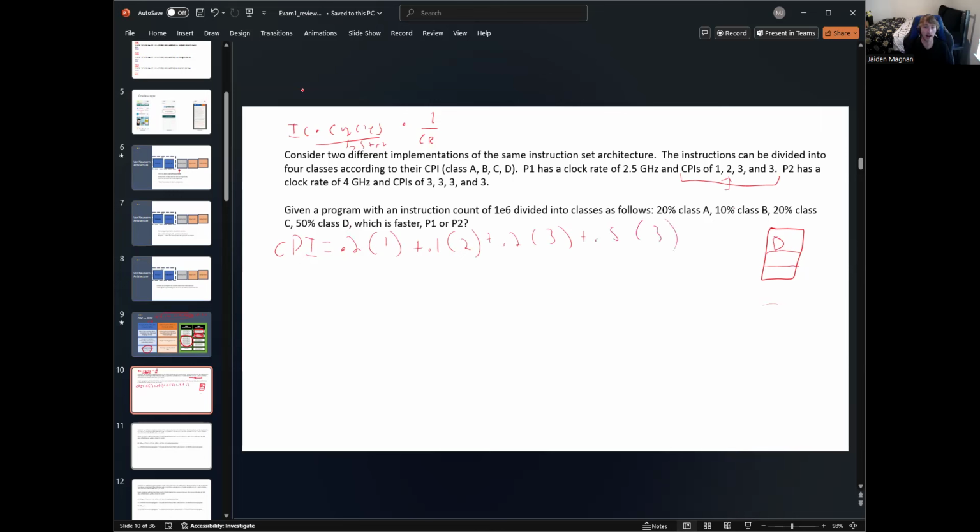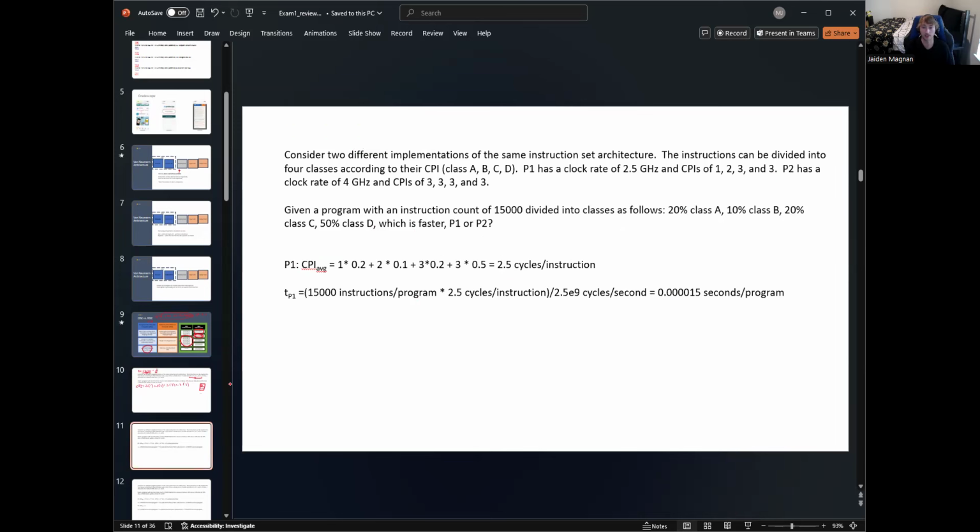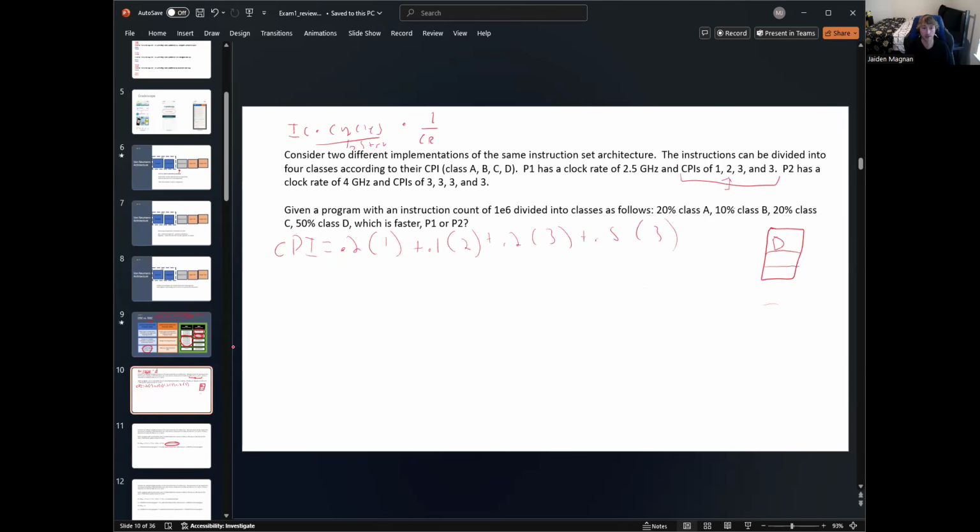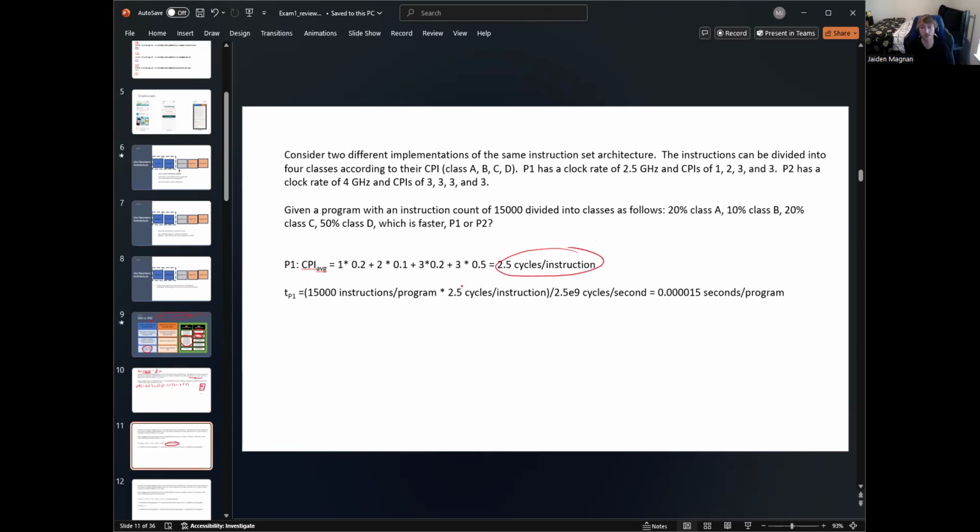And that will give you your average CPI, which is your cycles per instruction. And that is given here. It ended up being 2.5. So when you're writing out this formula that I wrote up here, which you can also see here, and it gives you seconds, always write the units. That's the biggest thing I can stress here.